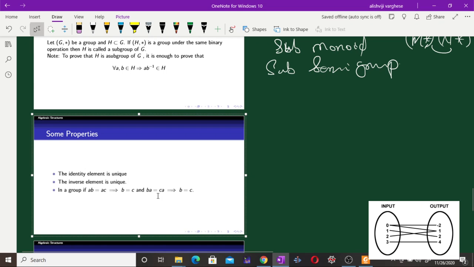Now, there are some important properties of elements in a group as well as in a monoid or semigroup. The first property is that the identity element is unique. The identity element exists only when it is a monoid, so that property is not valid for a semigroup. But if in a semigroup there is an identity element, then it is unique.